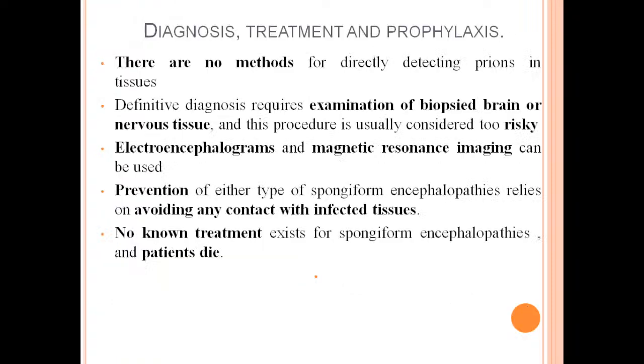There are no methods for direct detection of these prions in tissues. Definitive diagnosis requires examination of biopsy of brain or nervous tissue, and this procedure is usually considered too risky. High risk. Electroencephalograms and magnetic resonance imaging can be used. Prevention of either type of spongiform encephalopathy relies on avoiding any contact with infected tissues. No known treatment exists for spongiform encephalopathies, and patients die.